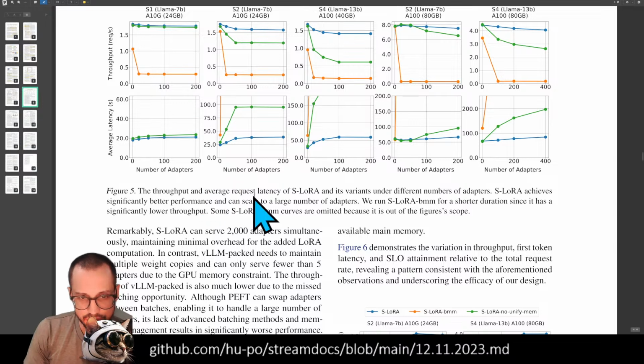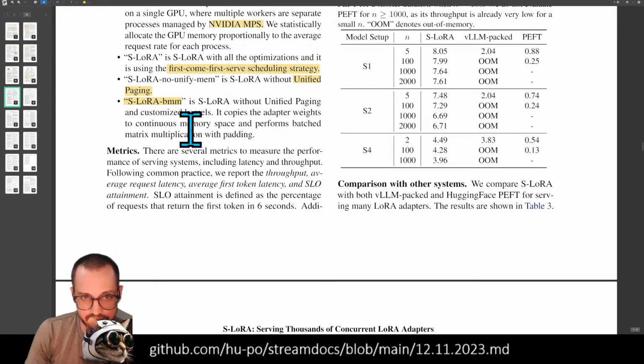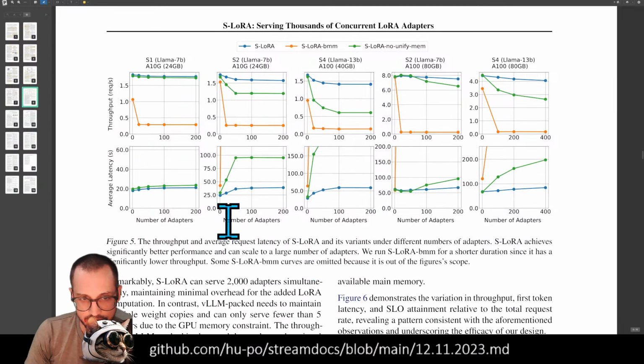The throughput and average latency per request for S-LoRA and its variants. S-LoRA achieves significantly better performance and can scale to a large number of adapters. So what do we got? S-LoRA, S-LoRA BMM, and S-LoRA no unified memory. These are the three different ablations that they did here. So obviously S-LoRA is the fastest, has the highest throughput pretty much every single time, and has the lowest latency. The blue line is at the bottom every single time here, and at the highest.